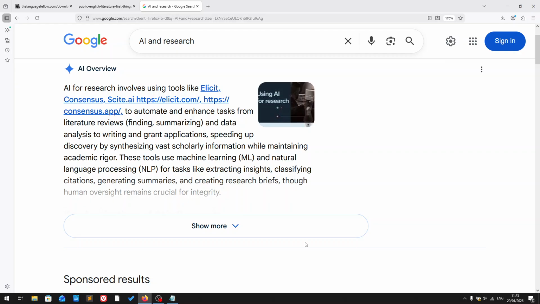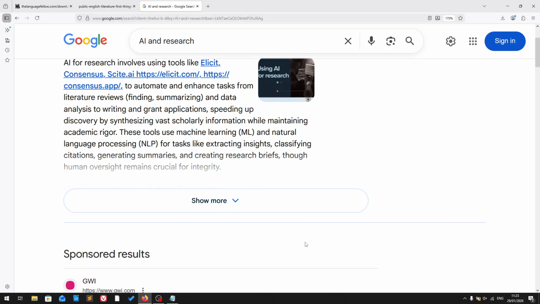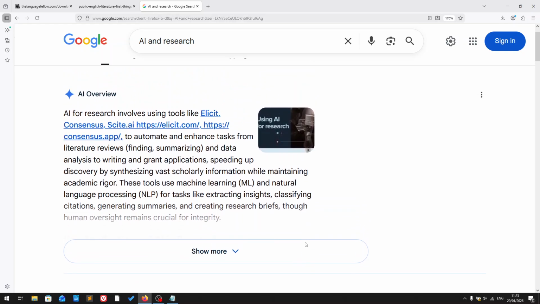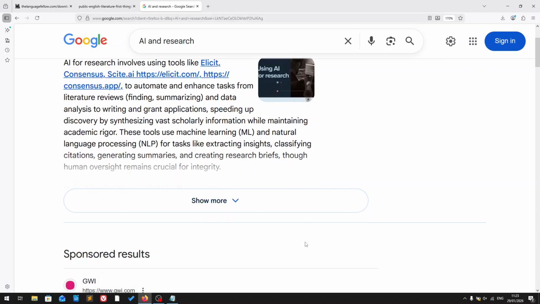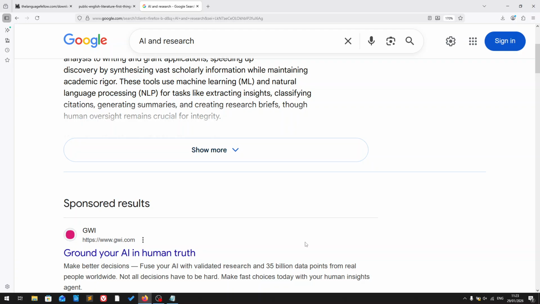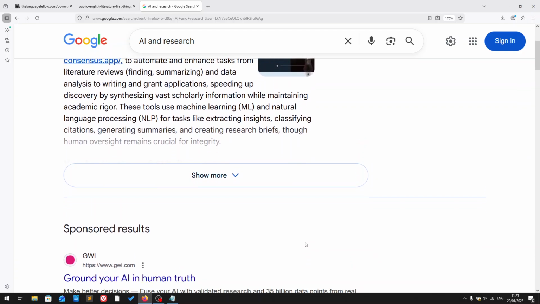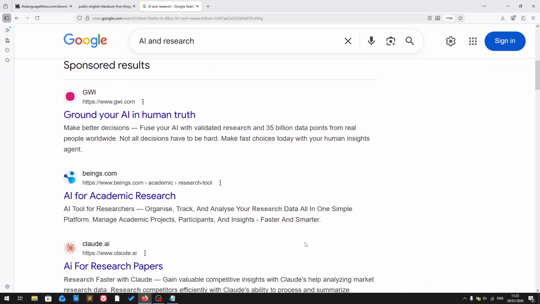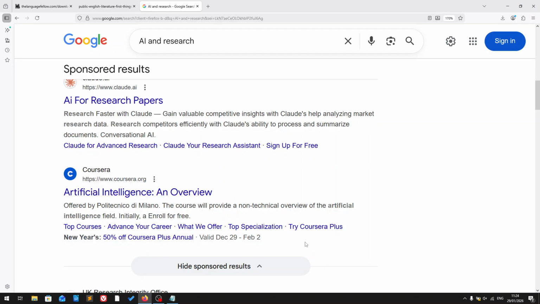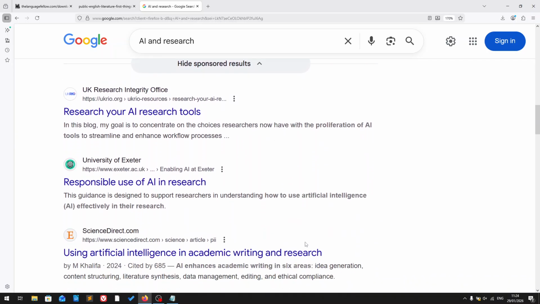You already have certain websites and applications coming up, and you can see that Google's AI overview is suggesting things for you to use, and you can see finding, summarizing, analysis, writing, and so on. So many things. So ground your AI with human truth, AI for research, academic research, AI for research papers, artificial intelligence overview, your AI research tools. This would be of use. The UK Research Integrity Office.